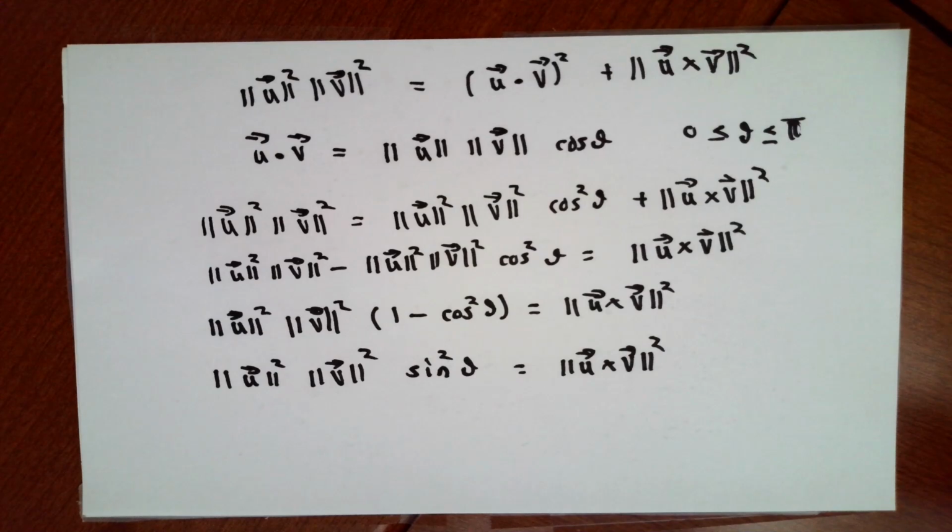But when I take the square root of the square of a number, generally speaking, I should write down the absolute value of that number. So really, when I do the square root, I should write absolute value sine of theta, but for theta between 0 and pi, sine of theta is not negative, so the absolute value is not necessary.